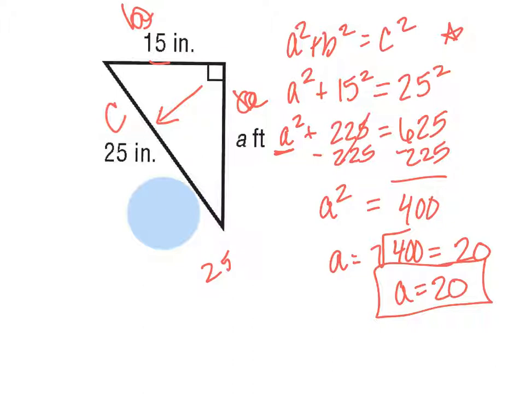And one thing you can do too in the calculator, since you can type it all in, you could do 25 squared minus 15 squared. You can do that all in the calculator. Or if you feel more comfortable solving it and then subtracting this way, that works too.